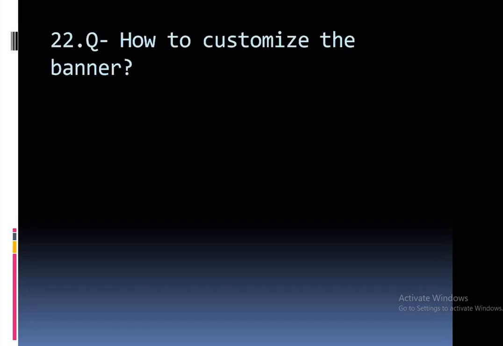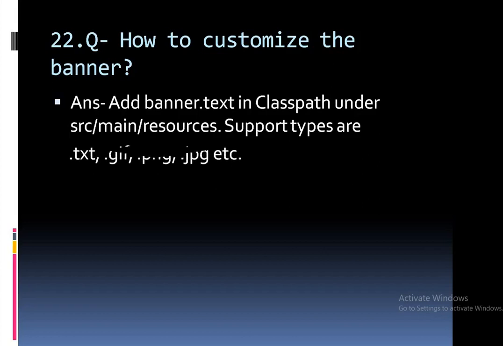How can we customize the banner? To customize the banner, first add banner.txt in the classpath under src/main/resources. So first we need to add a file for the banner we want to change. We need to add that file, like banner.txt, in the resources folder. The supported file types are .txt, .gif, .png or .jpg. Any of those formats we can add and set.